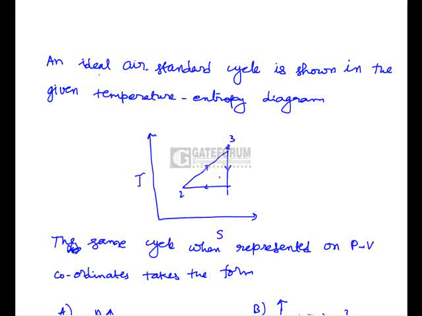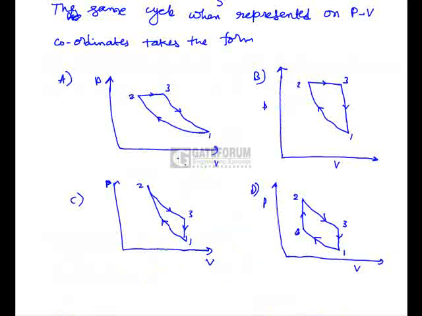So first we'll have to find out how these three processes take a form on the PV coordinates. Coming to the PV coordinates, here 1 to 2 is a constant temperature process, so it should take some curve form on PV coordinates, and 3 to 1 also should take some curve form on PV coordinates. So see here, 1 to 2 is in curve form, and 3 to 1 is also in a curve form. It might be the one choice.